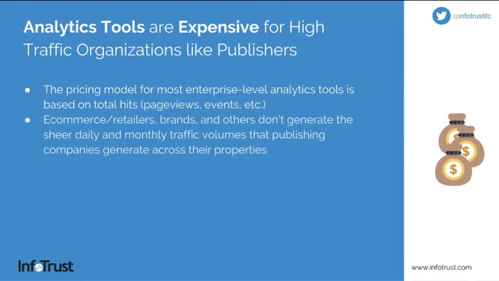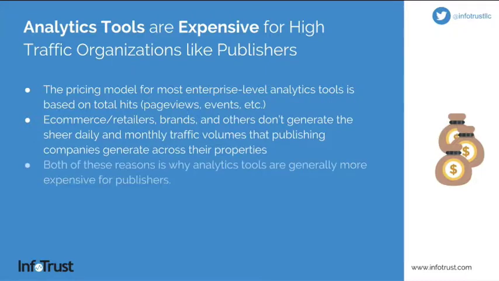So we talked about this first bullet point here. The pricing model is mainly based on total hits. So any page views that you're sending, events or user interactions, all those cost you money, essentially. Those add up. If you have 50 properties, if you have 100 properties, obviously that's going to add up even faster. So certainly an issue that we see. Talked about this too: e-commerce, retailers, and brands are not generating the sheer amount of daily and monthly traffic volumes that publishers are generating.